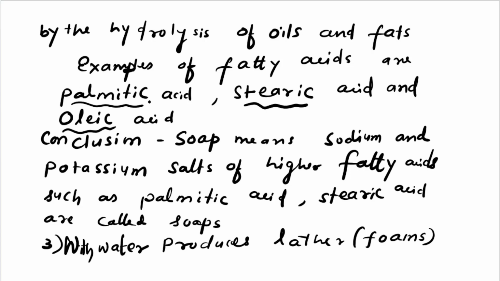Carboxylic acid means, as you know from chapter 19A, the COOH group is present, that is called the carboxyl group, and where it is attached, that is called carboxylic acid. Then what is the conclusion? Soap means sodium and potassium salt of higher fatty acid. You can take sodium salt or potassium salt according to your choice, such as palmitic acid, stearic acid and oleic acid salts, and they are called soaps.